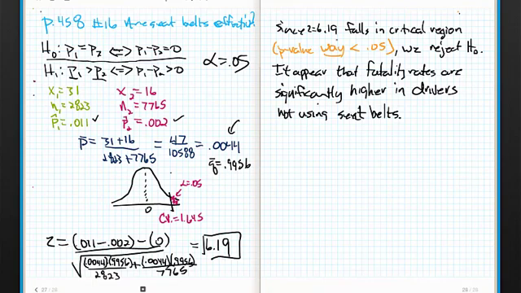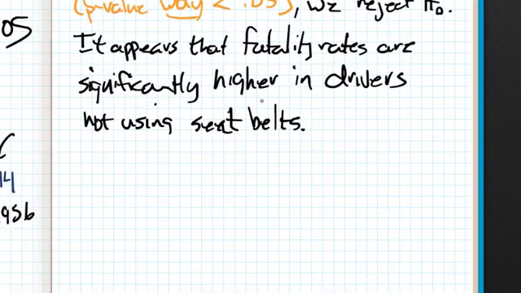Since z equals 6.19 falls in the critical region, it's larger than 1.645. By the way, that was my critical value for alpha equals 0.05. If we had to figure out the probability of getting values at least as extreme as z equals 6.19 standard deviations away from the mean, the probability is going to be very, very small. It's certainly going to be less than 0.05. We reject the null hypothesis. It appears that fatality rates are significantly higher in drivers not using seatbelts. Ta-da! And we're done. That's how it works. That's all we've got to do.